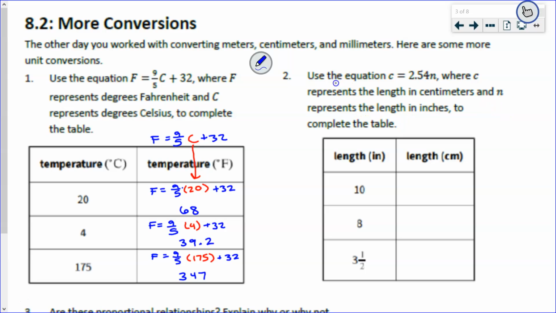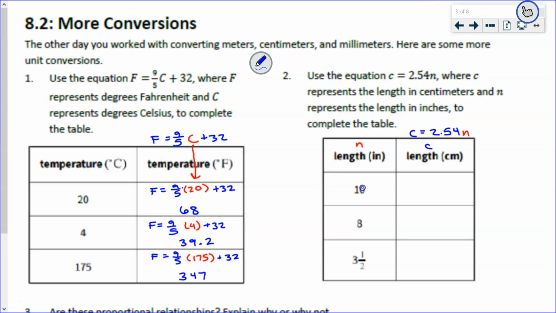And now let's move on to 2. It says use the equation C equals 2.54 N, where C represents the length in centimeters and N represents the length in inches. We're going to complete this table. So now I know the inches, I'm trying to find the centimeters, and the equation that we're using here, C is equal to 2.54 N, and the N is the thing that is changing. I've got these various amounts here that we're going to use for N, that variable.